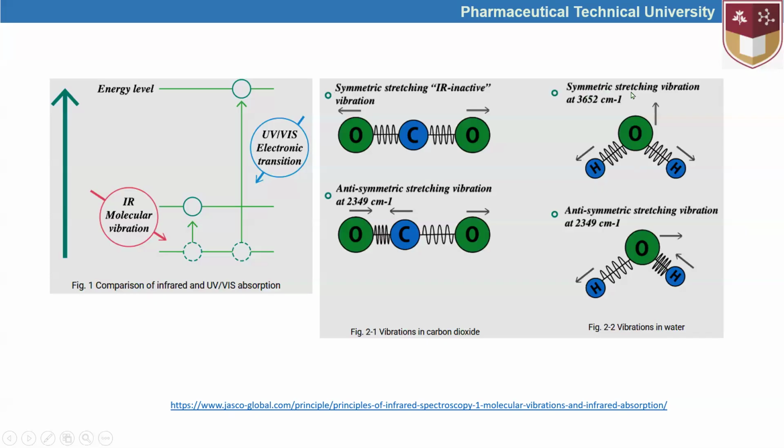Here we can see that the symmetric stretching vibration of water has absorption at 3,552 reciprocal centimeters, and the antisymmetric stretching vibration has absorption at 2,349 reciprocal centimeters, which can be described like this. So in antisymmetric stretching conditions, one atom is located at a far distance compared to the other identical atom of the molecule, relative to the distance to the central atom.